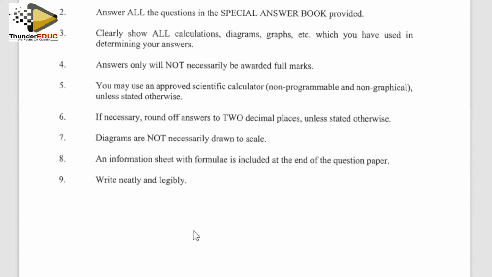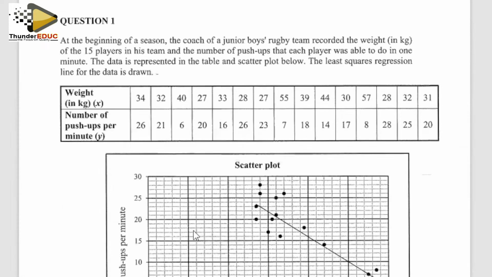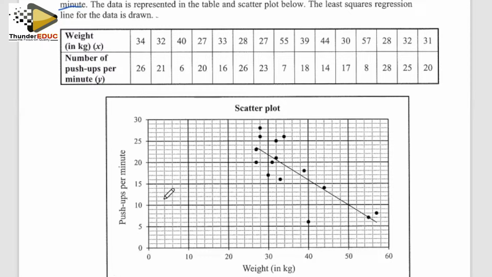All right, then Question 1, which is always the statistics. We are told that at the beginning of a season, the coach of the junior boys rugby team recorded the weight in kilograms of the 15 players in his team, and the number of push-ups that each one was able to do in just 1 minute. The data is represented in the table and the scatter plot below. The least squares regression line has been drawn for us. The weight is in kilograms, and the number of push-ups will be the Y.